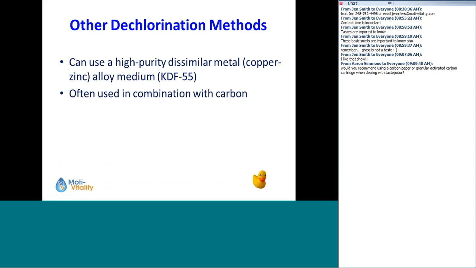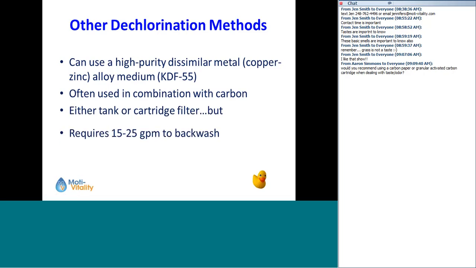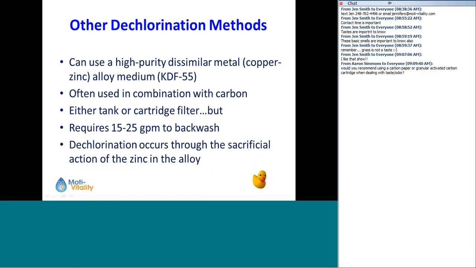It's often used in combination with carbon, either tank or cartridge filter, but it requires 15 to 25 gallons per minute to backwash. If you're using this, it's pretty heavy. Dechlorination occurs through the sacrificial action of the zinc in the alloy.